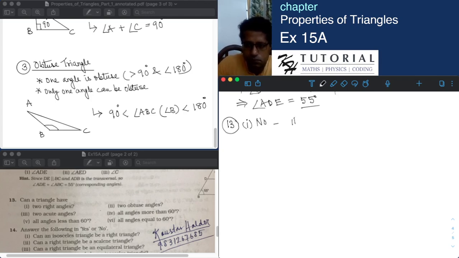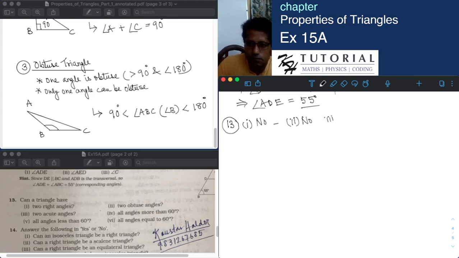Now, I'm not writing the reasons. Two obtuse angles? No, a triangle cannot have two obtuse angles, because an obtuse angle is greater than 90 degrees. If an obtuse angle is greater than 90 degrees, then the sum of two obtuse angles will be greater than 90 plus 90, 180 degrees. And we know that the sum of three angles of a triangle is always equal to 180 degrees. So a triangle cannot have two obtuse angles. So this is also no.